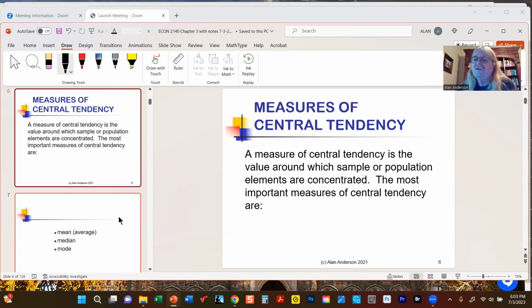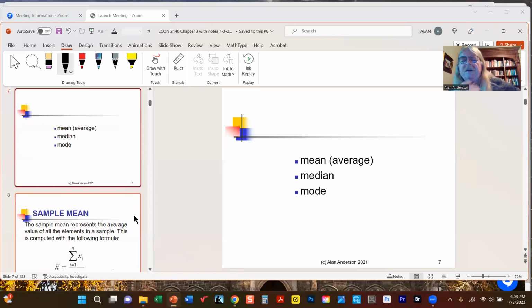And we can do this in several important ways. And each of these has its own unique advantages and disadvantages. Okay, none of them is perfect, but when you see the list, you'll probably realize that you've heard of all these terms before. Well, let's take a look at them. We have the mean or average, we have the median, and we have the mode.